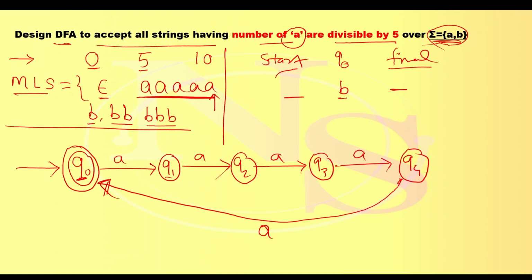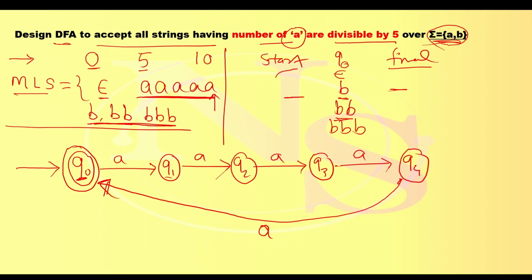Then Q0 is looking for a single b, or a double b is also accepted. Check. Single b contains 0 number of a's, accepted. Double b contains 0 number of a's, accepted. Also we have written all these strings in our language. So all these are valid strings. If no b's are coming, no b's means what? Nothing. Nothing means epsilon. Epsilon contains zero number of b's as well as zero number of a's.